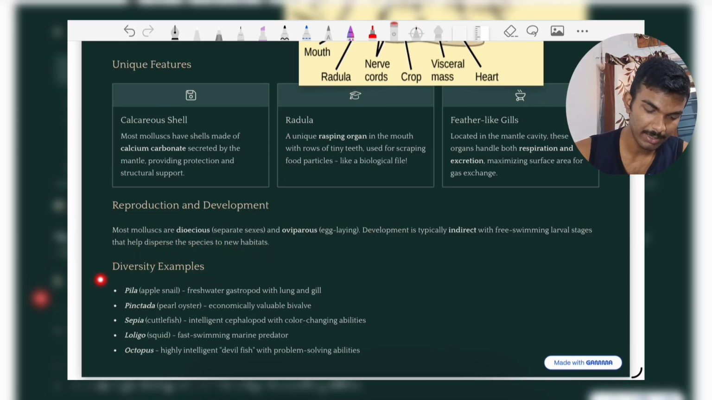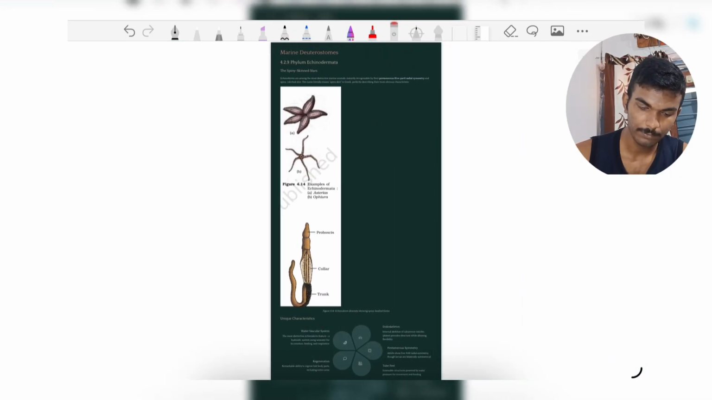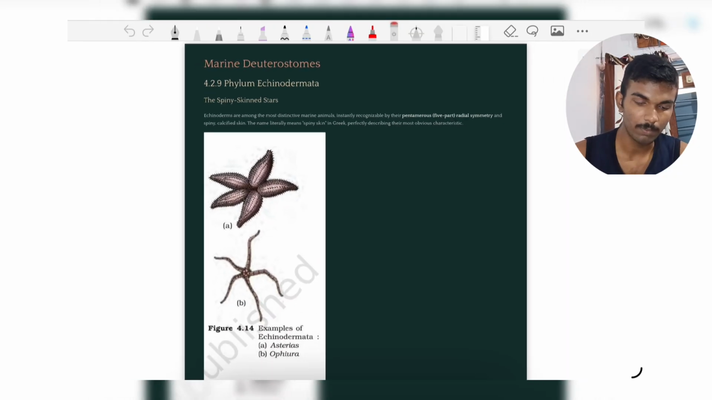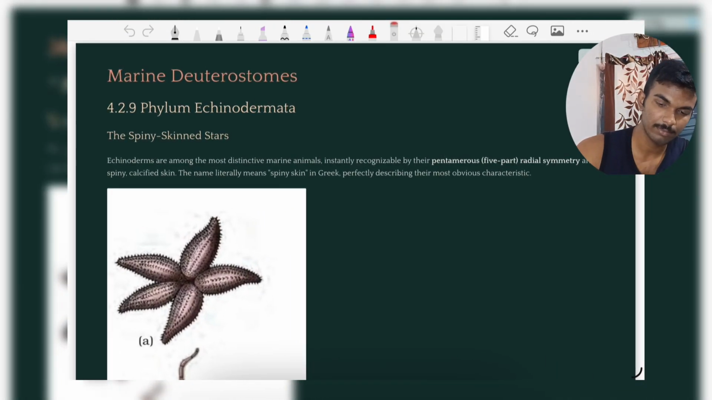Diversity examples: Pila, apple snail, freshwater gastropod with lung and gill. Pinctada, pearl oyster, economically valuable bivalve. Sepia, cuttlefish, intelligent cephalopod with color-changing abilities. Loligo, squid, fast-swimming marine predator. Octopus, highly intelligent devilfish with problem-solving abilities. Devilfish, octopus.